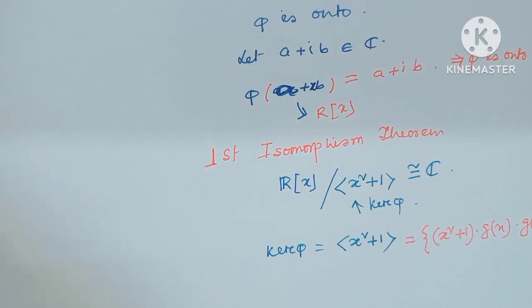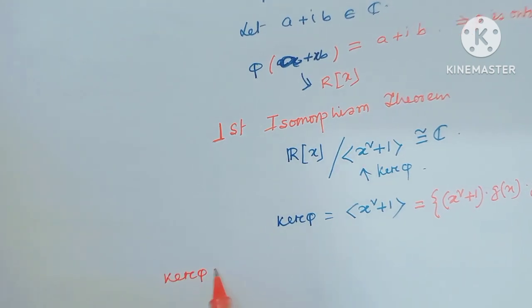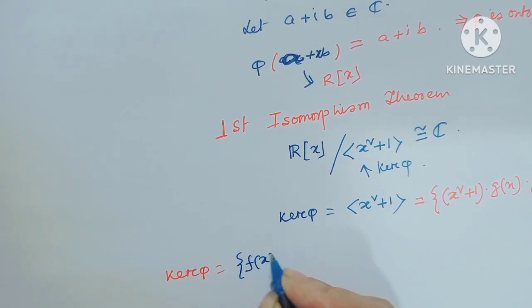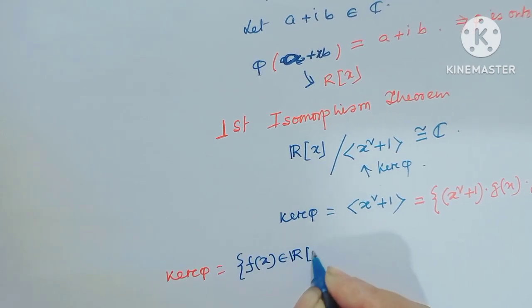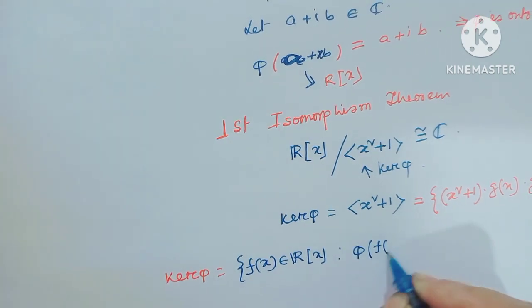And what is the definition of the kernel of φ? The kernel of φ equals those f(x) in R[x] such that φ(f(x)) equals 0.